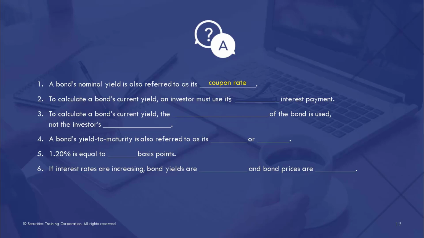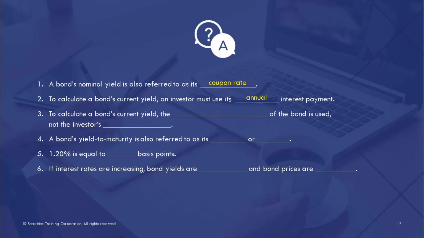Number 2, to calculate a bond's current yield, an investor must use its blank interest payment. What interest payment do you use to calculate current yield? That would be the annual interest payment. You'd use the annual interest payment, not semi-annual interest payment.